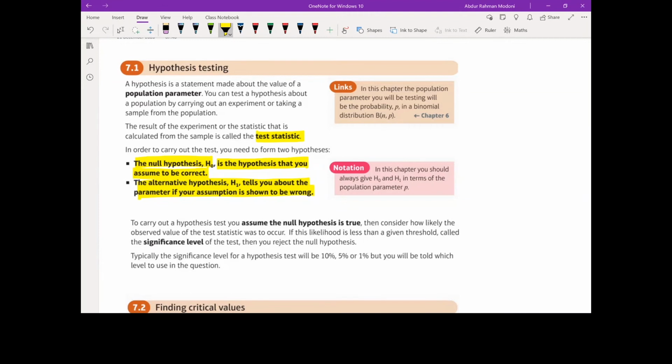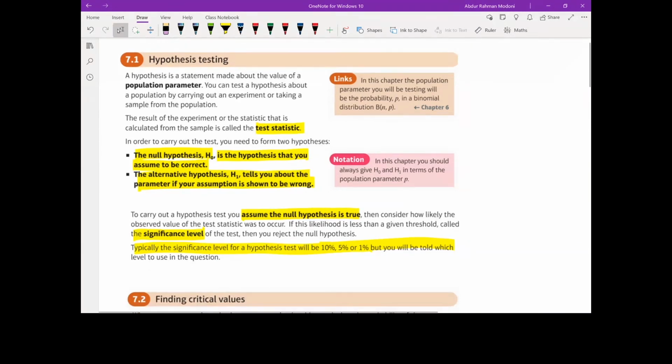So the test statistic, as we saw, is the result of the experiment from the sample that we've carried out. In the hypothesis testing process, we assume that the null hypothesis is true, and then we either prove or disprove this null hypothesis using a certain significance level. Typically the significance level for hypothesis testing will be 10%, 5%, or 1%, but in a particular question we'll be told what this is. That's all the vocabulary that we need to know associated with it.